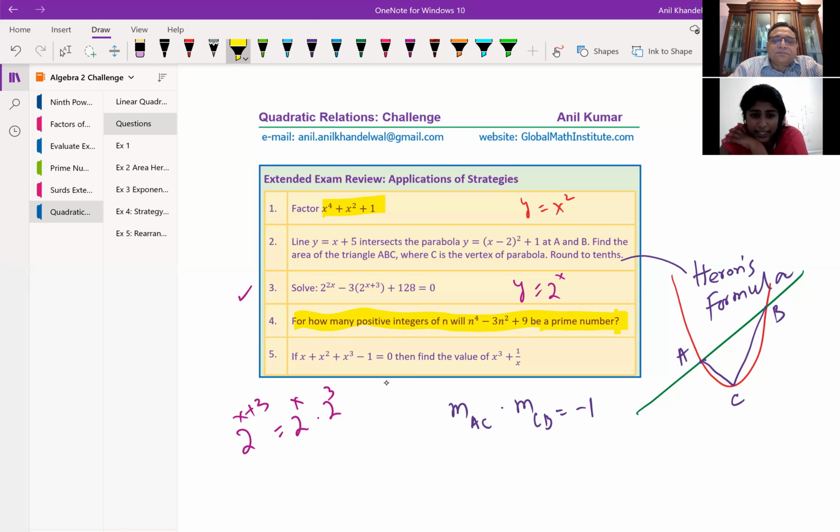Now, question number 5 for you. If x plus x squared plus x cubed minus 1 is 0, then find the value of x cubed plus 1 over x. How will you do this one? Can we move the minus 1 to the right side and then factor out x? Yes. And then factor that bracket. Can you factor that bracket? Okay, we'll see that also.